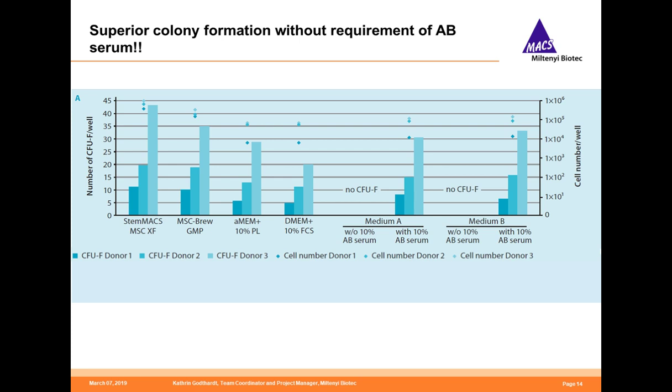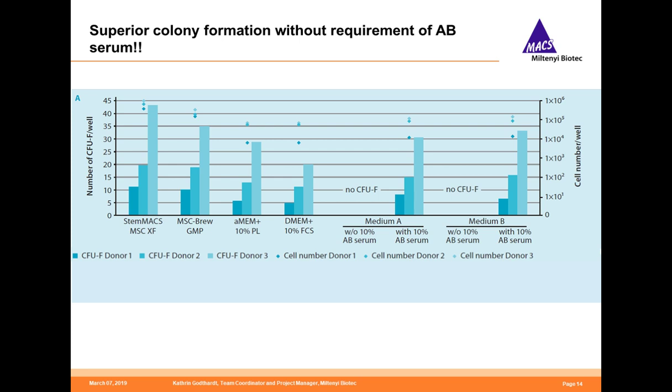So now I'd like to show you some important facts regarding our medium from a performance perspective. So the StemMACS MSC XF and MSC-Brew GMP media support colony formation starting with primary tissue. Here on this slide you can see the number of colonies per well in bars, and the dots are depicting the cell number per well. So we have compared here our MSC XF medium and the MSC-Brew medium with a standard homebrew alpha-MEM or DMEM with platelet lysate and FCS.